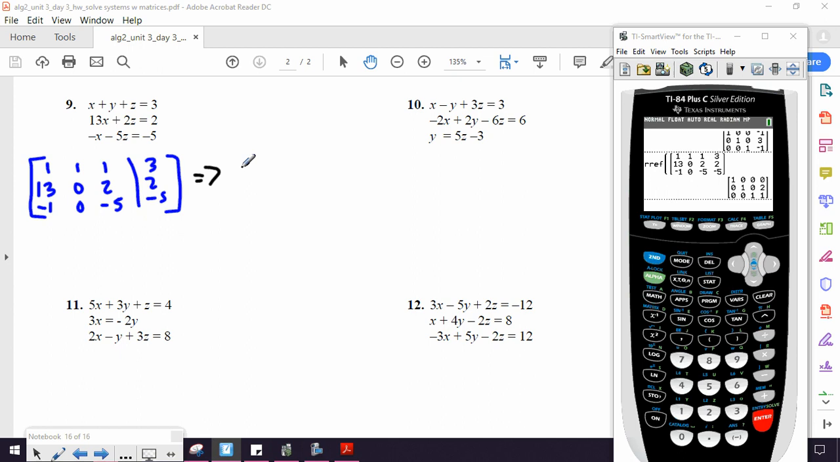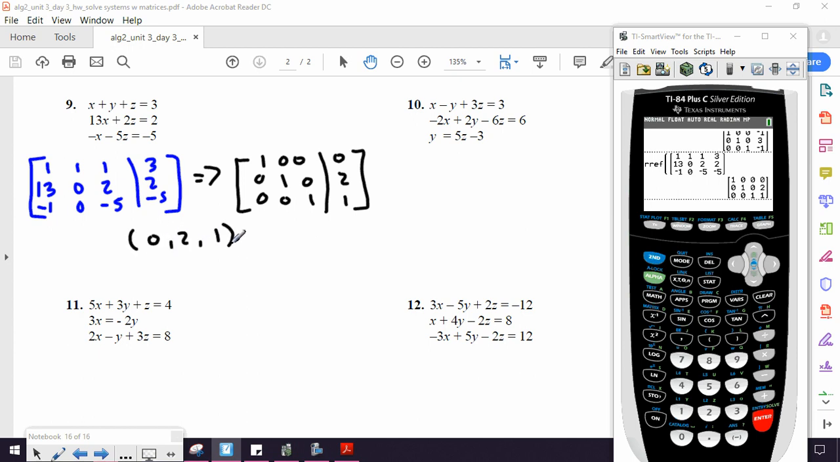So our output was 1, 0, 0, 0, 0, 1, 0, 2, 0, 0, 1, 1. Did we get the identity matrix on the left? Yes, we do. So the solution to this system is 0, 2, 1.